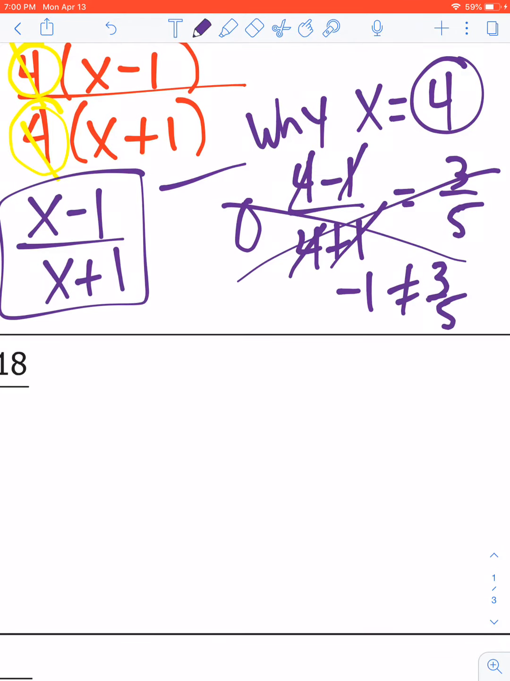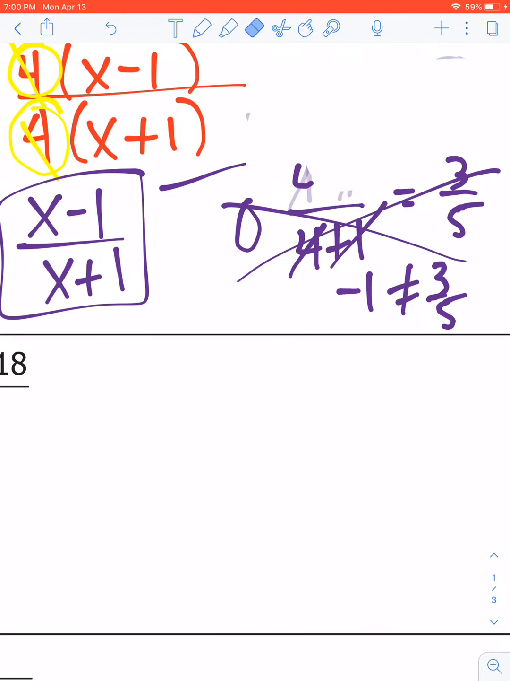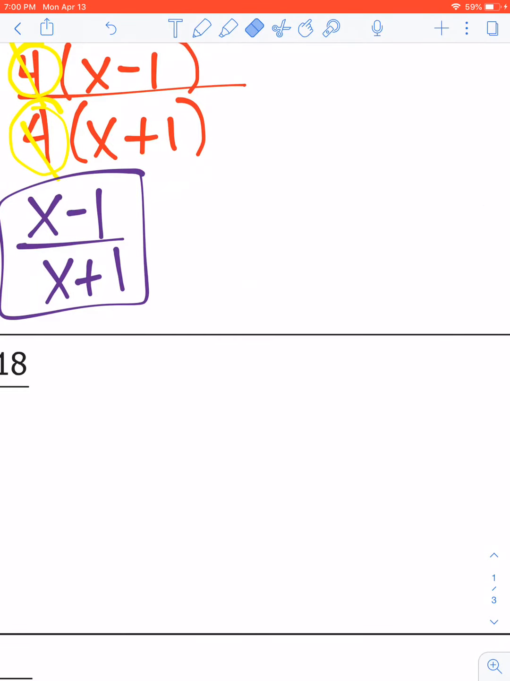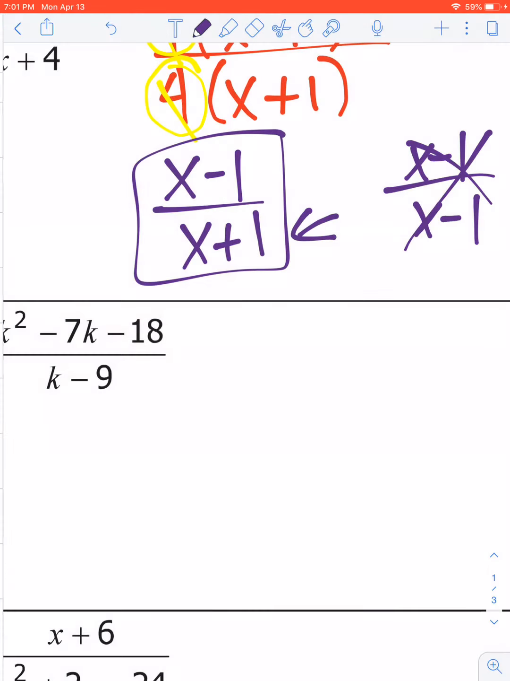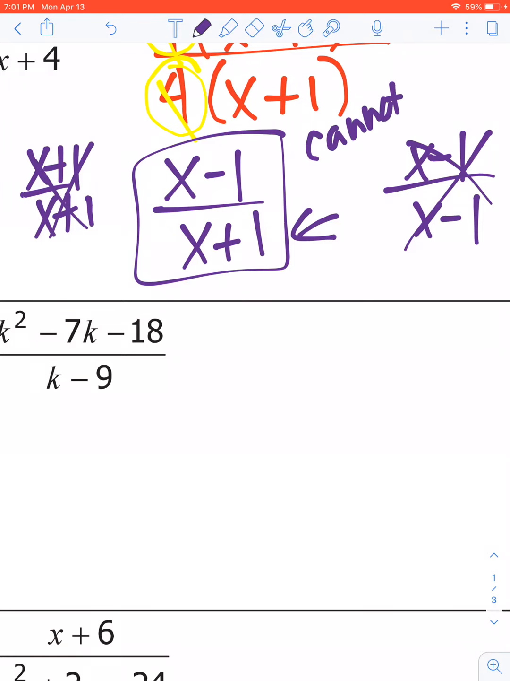So that is why you are not allowed at this point to cancel any further. The only reason you could cancel out an x minus 1 is if there was another x minus 1 on bottom, and there isn't. And the only way I could cancel out an x plus 1 is if there was an x plus 1 on top, and there isn't. So that's why this is our final answer. You cannot cross out anything after this point. You can't. It's not equivalent.